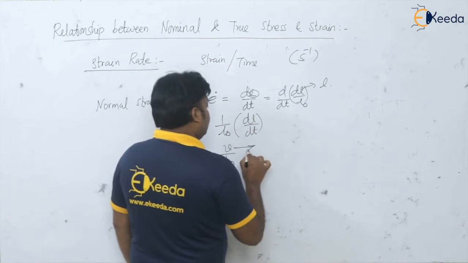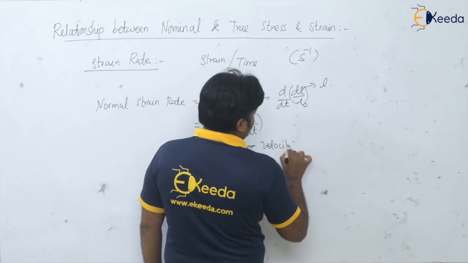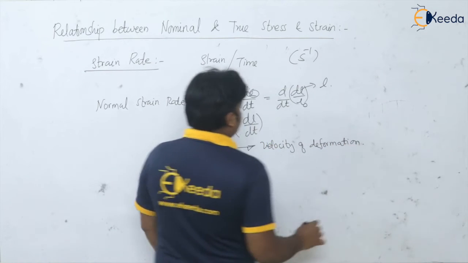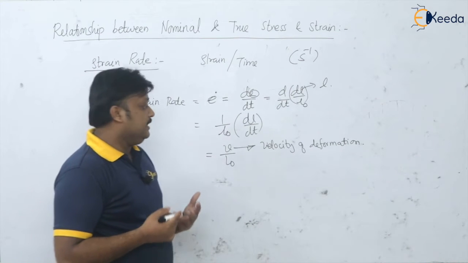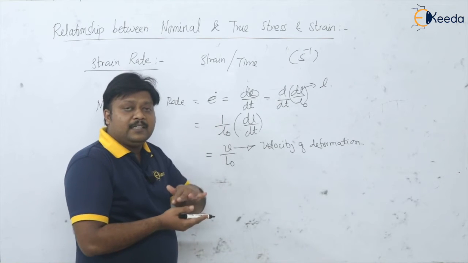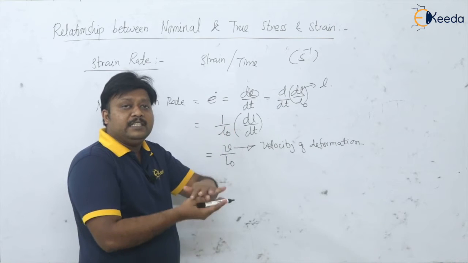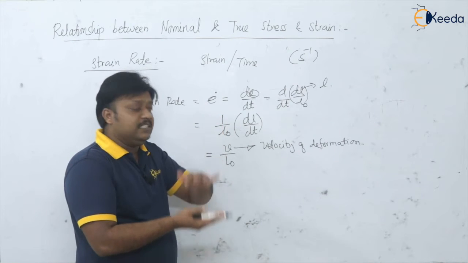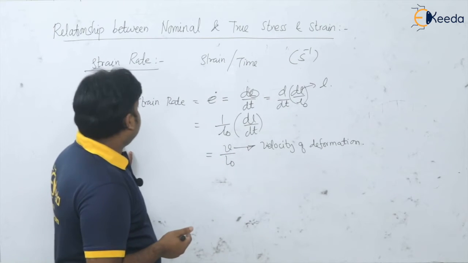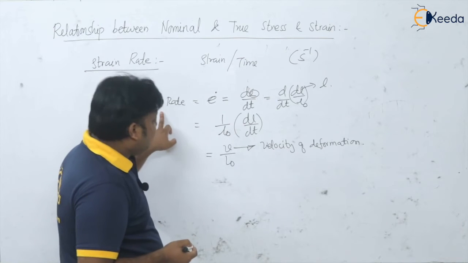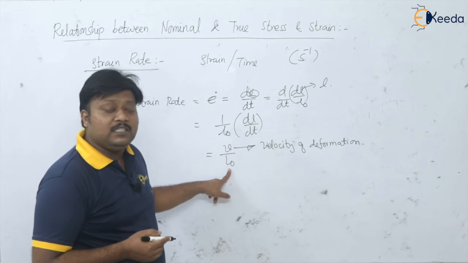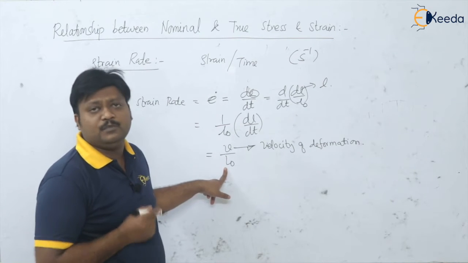So here v is what? This is the velocity of deformation. If you want to take this velocity in the case of, say, a forging operation, you can have the velocity of the platen with which it is moving towards the stationary die, that is the moving platen coming towards the stationary platen or die. So here the normal strain rate is the velocity of deformation divided by the original length or original height of the specimen.